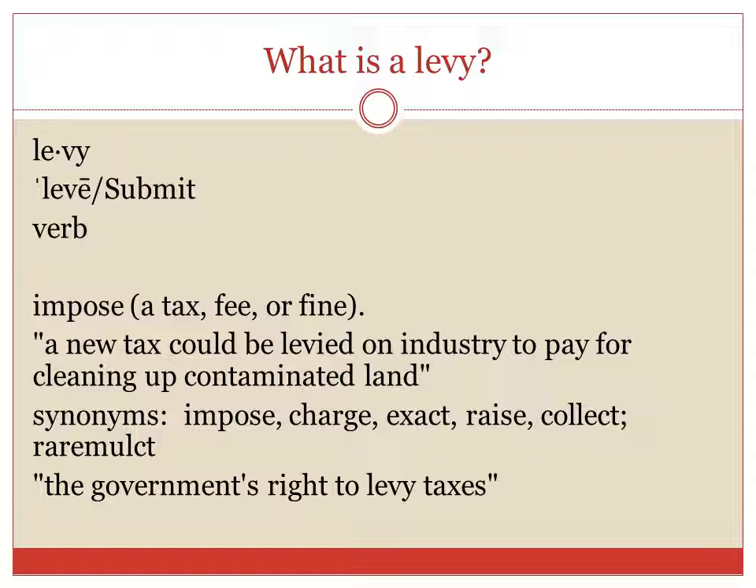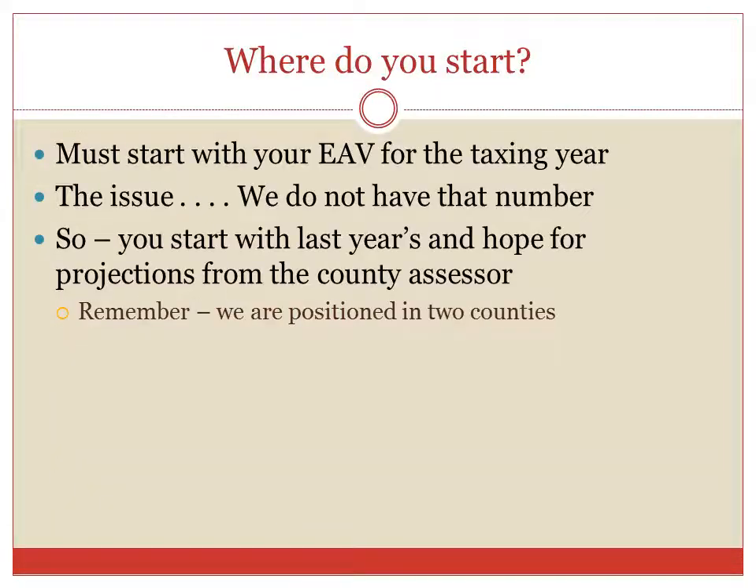So at the very root level, a levy is the ability of the school to tax its local property owners and business owners to collect revenue in order to support its operation. The complexities really start and end with the fact that everything is based off of our EAV, which is our equalized assessed value. So a large, expensive home is taxed more than a smaller, less expensive home.